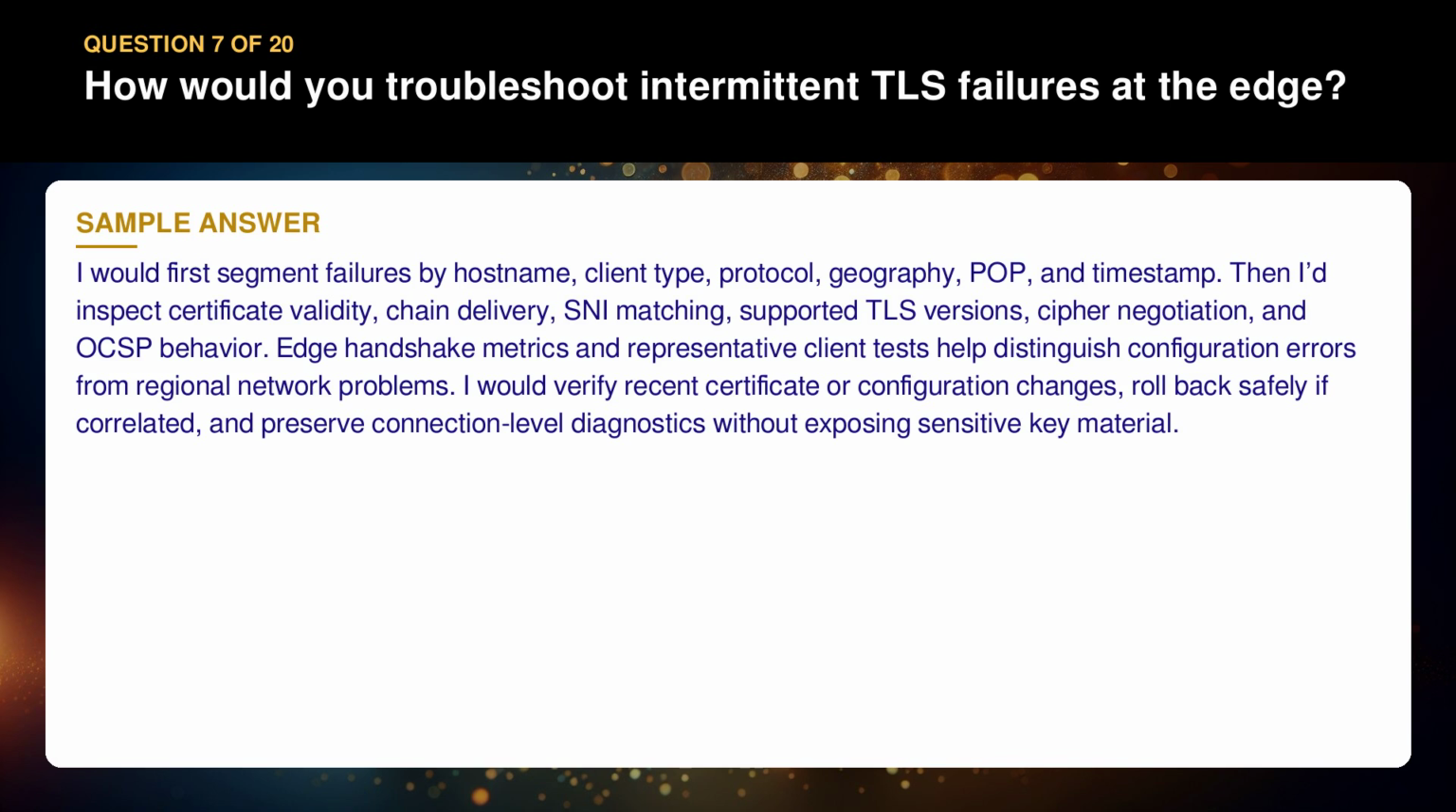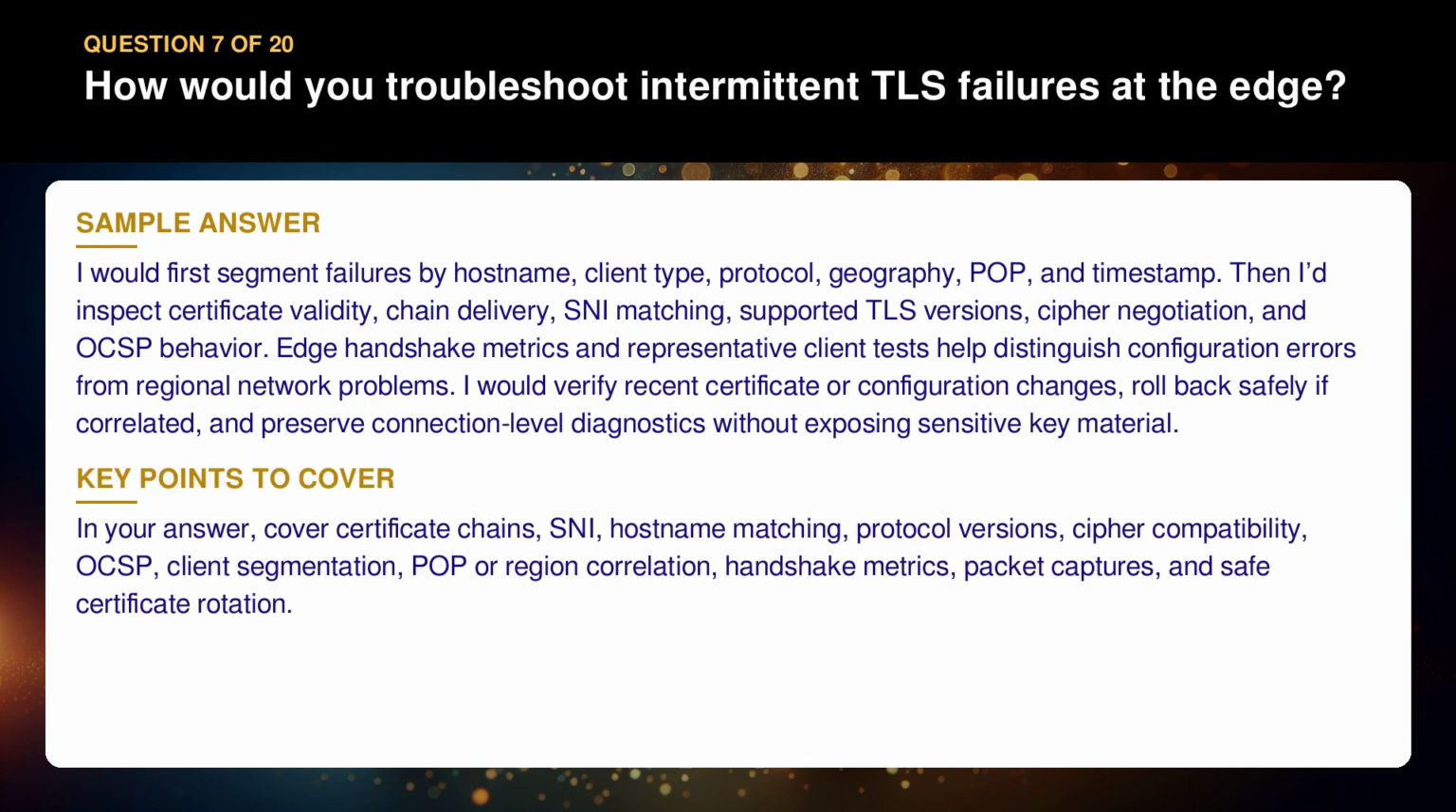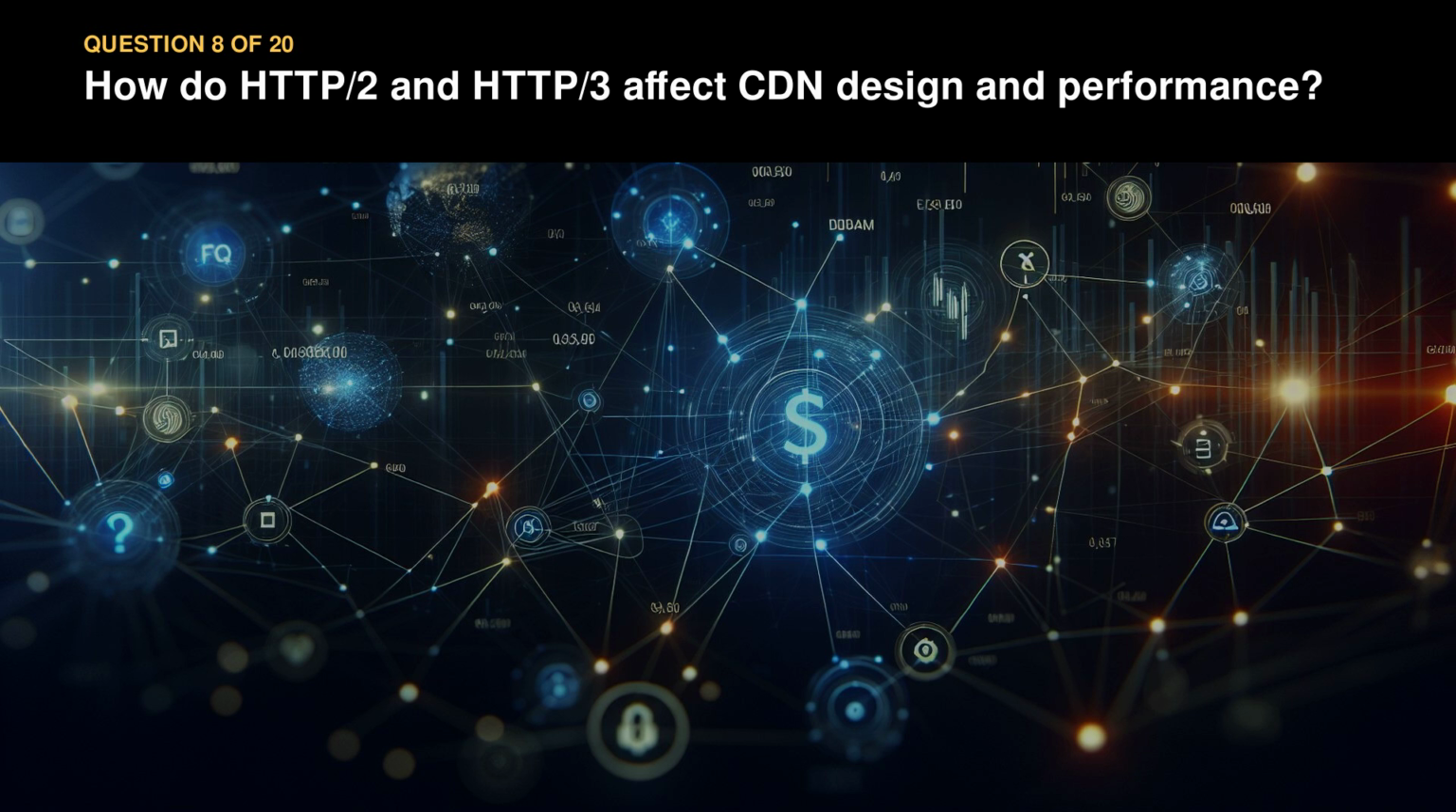I would verify recent certificate or configuration changes, roll back safely if correlated, and preserve connection-level diagnostics without exposing sensitive key material. In your answer, cover certificate chains, SNI, hostname matching, protocol versions, cipher compatibility, OCSP, client segmentation, POP or region correlation, handshake metrics, packet captures, and safe certificate rotation. Question 8. How do HTTP 2 and HTTP 3 affect CDN design and performance?